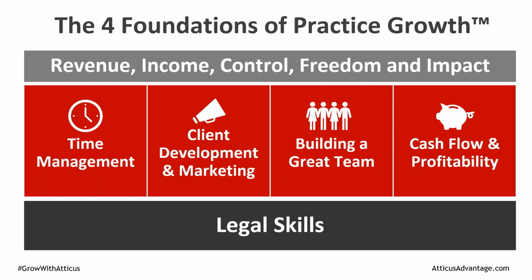And it's sort of like a table. So you have these 4 legs. It's time management, client development and marketing, which we're going to speak about today, then building your great team, staffing systems, and cash flow and profitability. And we find that if one of these legs is weak, the table's not going to hold up and you'll collapse under the table. So we want to make sure that all 4 of those are strong.